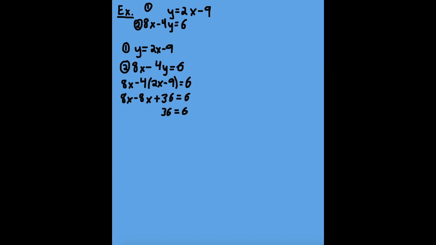This is interesting. We get the x terms canceled out with each other, and in the end, we don't have any x terms left. We are left with 36 equals 6. In this case, 36 does not equal 6. So the system of equations has no solution. Therefore, the answer is no solution.